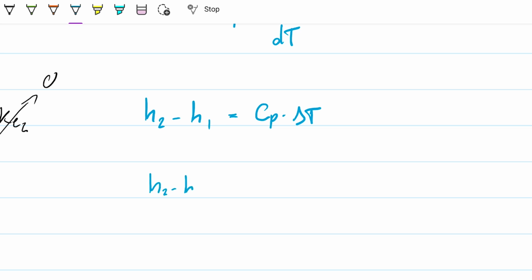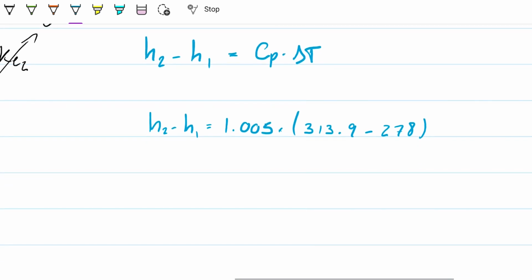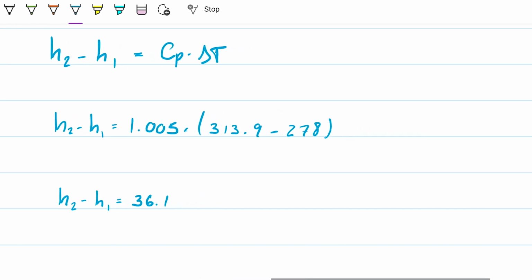Enthalpy 2 minus enthalpy 1 will be equal to 1.005 times the difference in temperature. It's just 313.9 at the outlet minus 278 on the inlet. And therefore, this minus this equals 36.1. What is the unit?